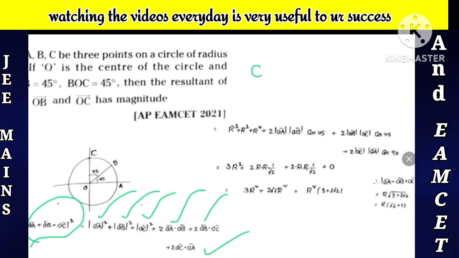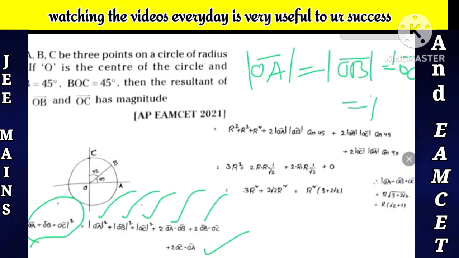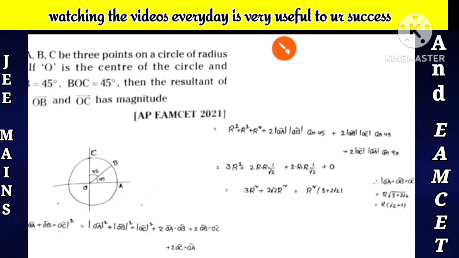Now replace the values here. Clearly, given radius is equal to R, modulus of OA bar is equal to magnitude of OB bar is equal to mod OC bar is equal to R. These three values are equal to R, that is R square plus R square plus R square. The first three values are R square plus R square plus R square. Now check the fourth value.